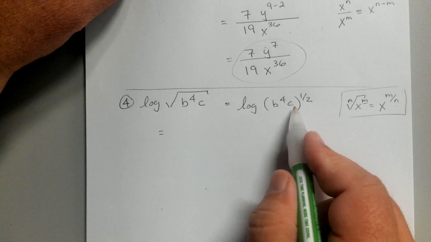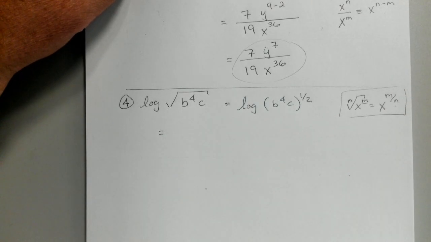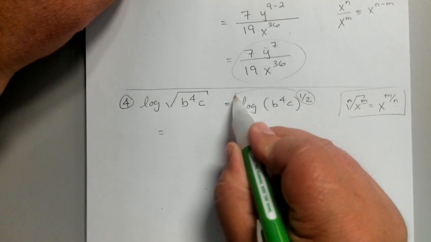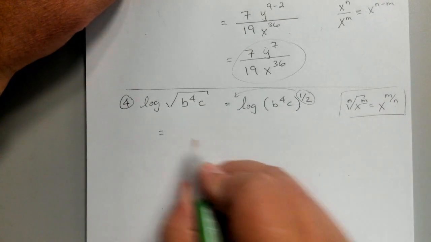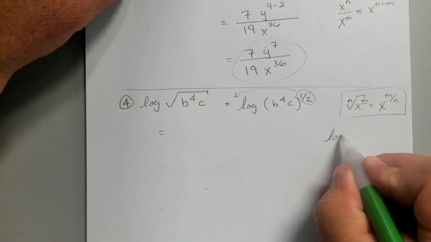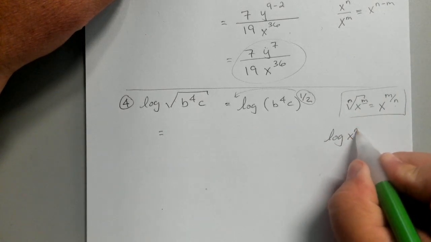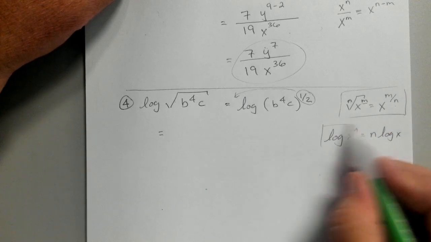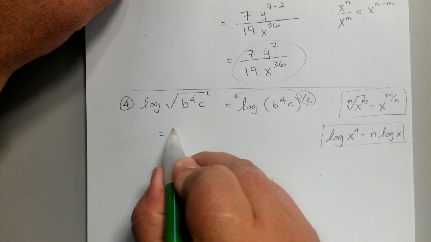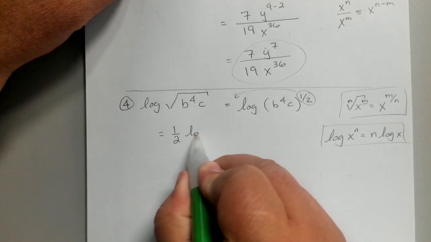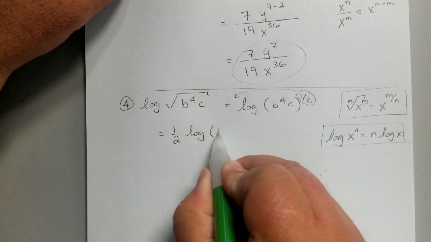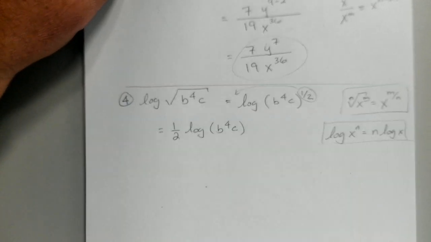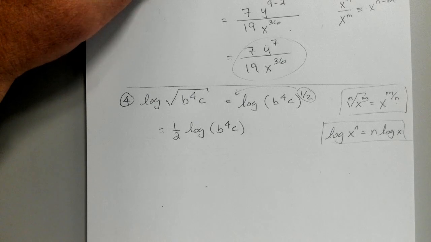Okay, so what properties do we have about logarithms and powers? Whenever you have an exponent, it becomes a front. Log x to the power n is n log x. So we have 1/2 log b to the 4th c. Are we done? No. Why not?